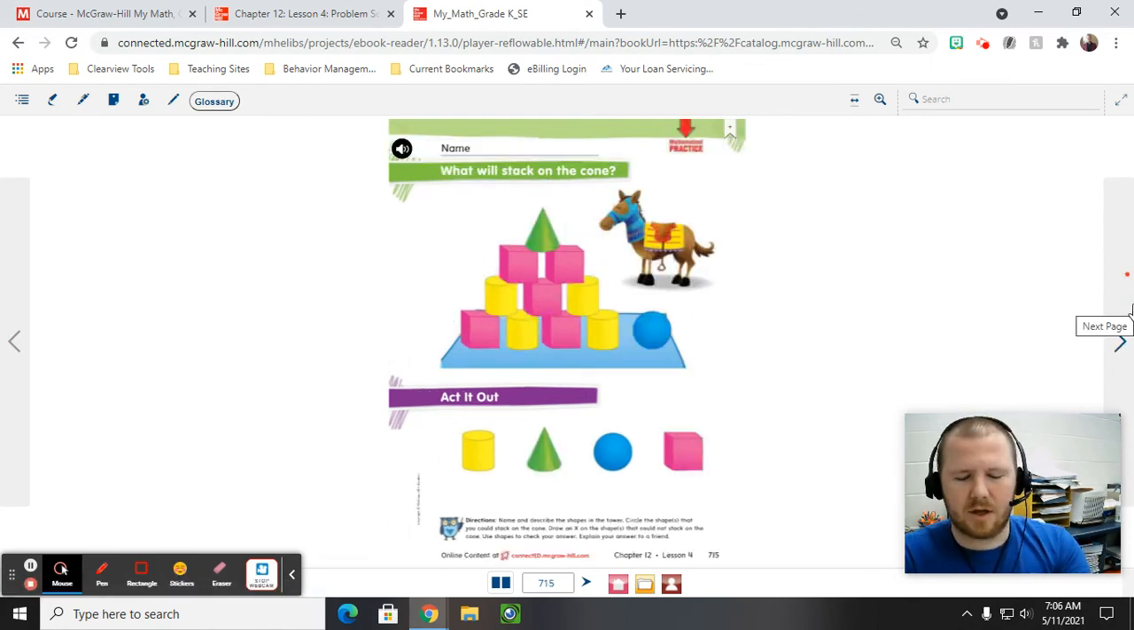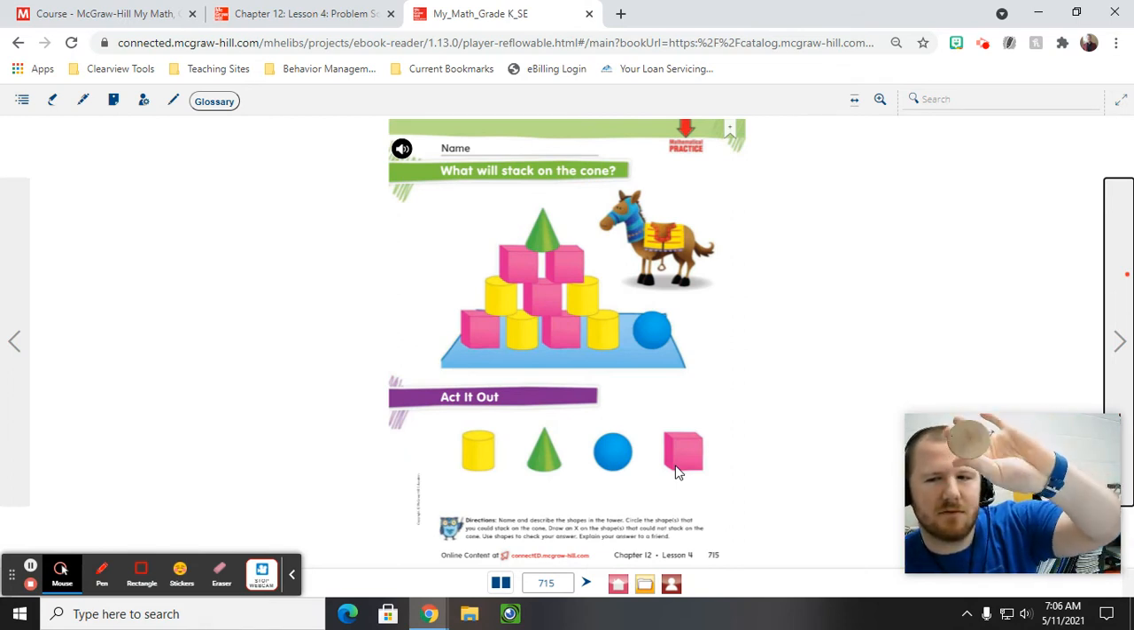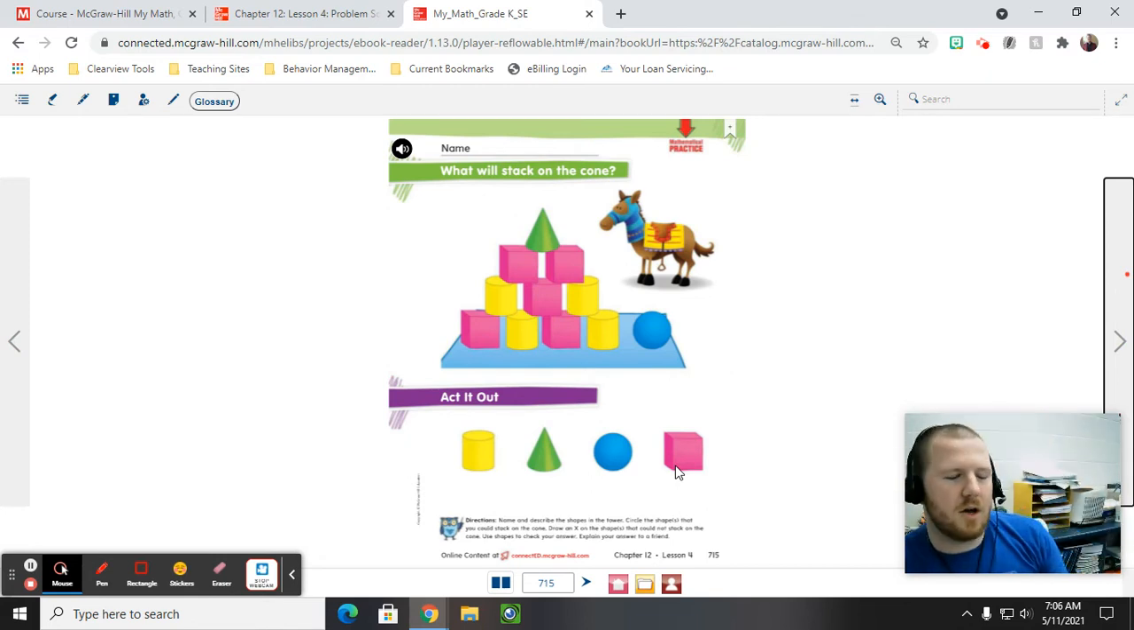Ooh, what will stack on the cone? This should be interesting. Oh, they have all of our shapes down here. I just want to hypothesize for a second. Hypothesize means think about it and make a guess about what could happen. So we've already talked about how flat faces help the shapes to stack. Now, the cone is very interesting because how many faces does it have? Just one. So if I set it on top of something like it is in the picture, it'll stack because it has a flat face.